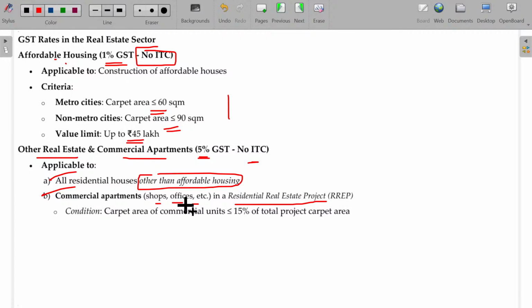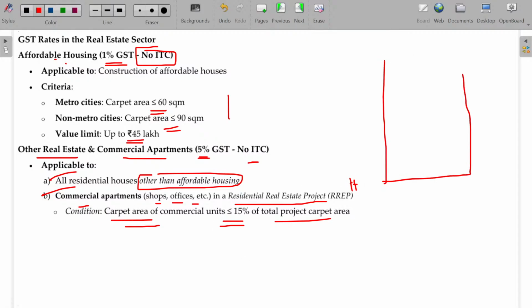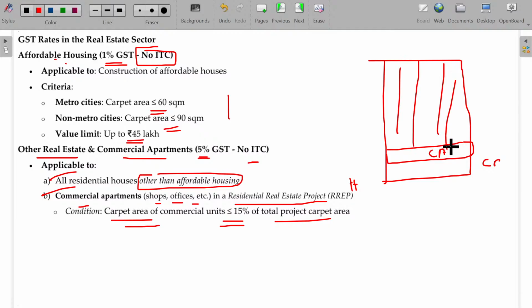Provided in this case, the carpet area of the commercial unit should be less than or equal to 15% of the total project carpet area. Okay, this condition is very important for the commercial apartments. Usually what happens, ground floor or underground maybe for car parking, and then the first floor or ground floor maybe commercial area, and above that it's residential flats.